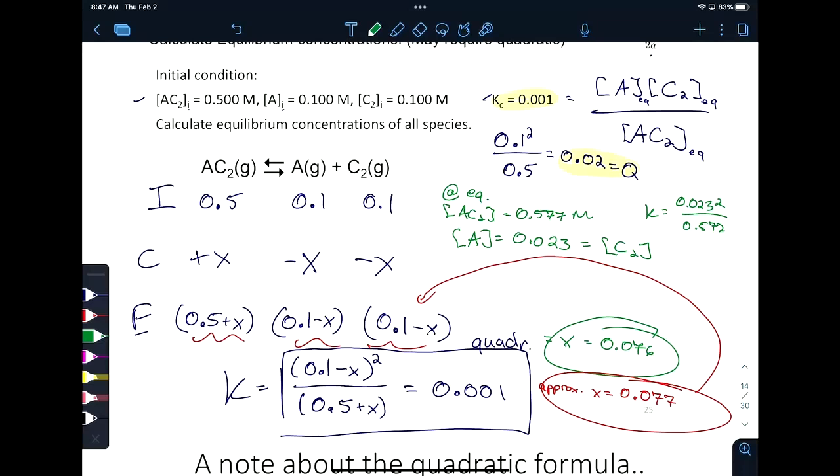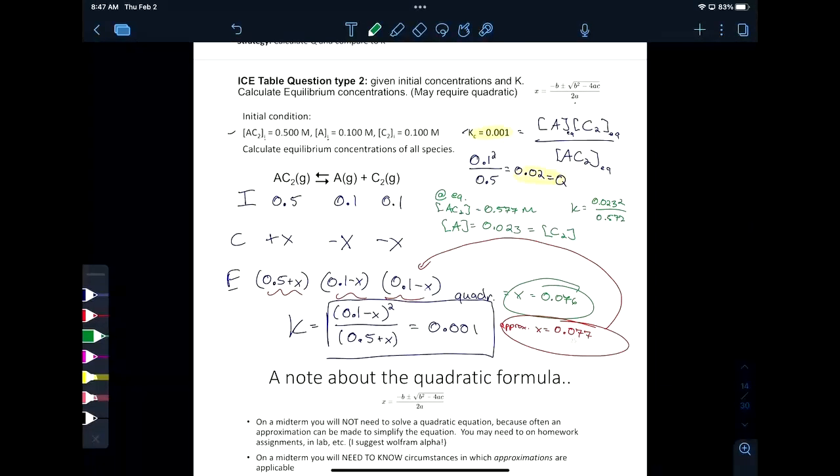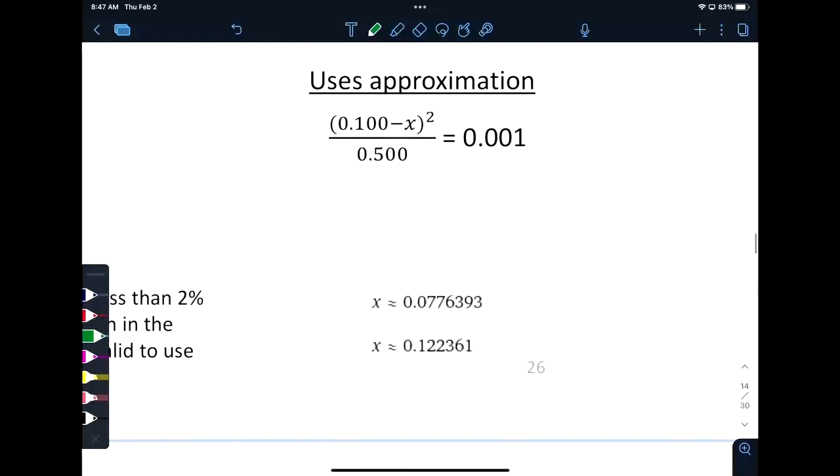They never will. Yeah, so you want to use the only valid one. Yeah, okay, good. You'll be doing a lot of these, so you'll see that one will be valid, one will not be. And actually, even if you use the approximation, it's a square root. Usually we ignore the negative one. But even in this example, the 0.122 won't work here because you'll run out of your product.